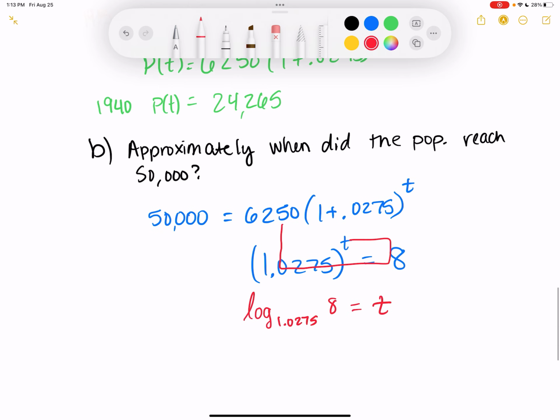Now, if you need a refresher on putting that in your calculator, if you hit math, and then I think you just arrow up, you'll see something that says log base. I'm so glad my calculator actually has this now.